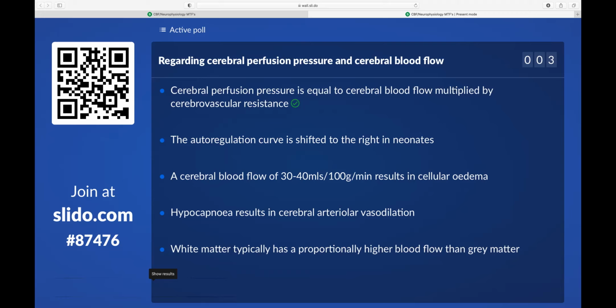Hypoxia results in cerebral arteriolar vasoconstriction. So I've said vasodilation there, but it results in vasoconstriction, isn't it? Again, just make sure you slow down in the exam and read the things. And then white matter has proportionally higher blood flow than grey matter. I would assume you all got that right, because white matter is your myelinated bits, so it's your conduction bits of the nerves rather than the bits that are actually doing all the work. Grand, that's all I've got for you.